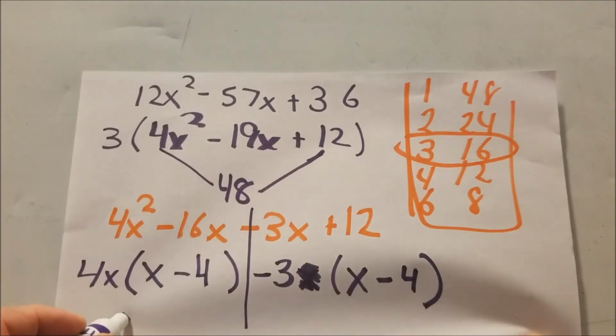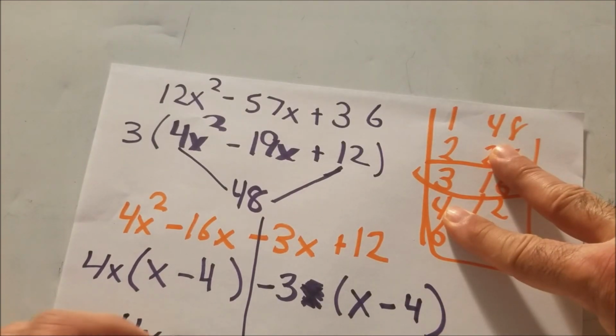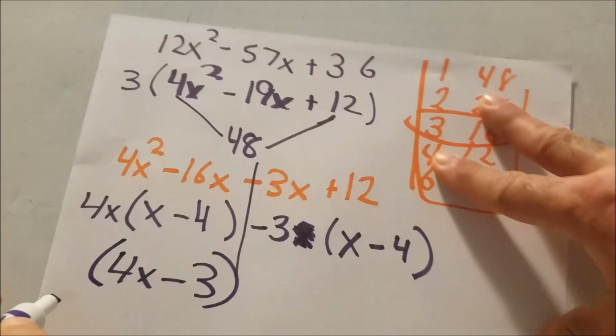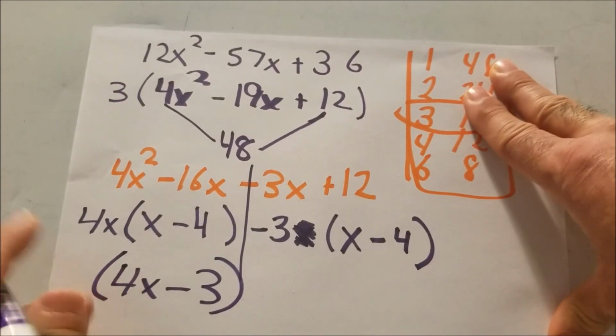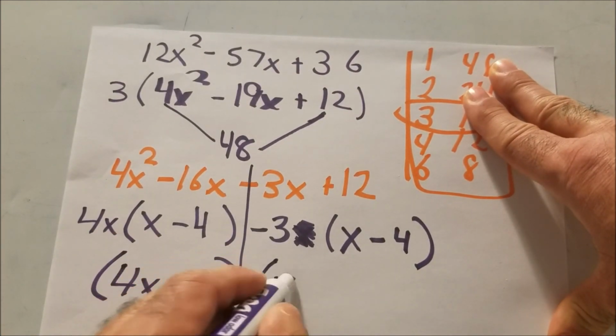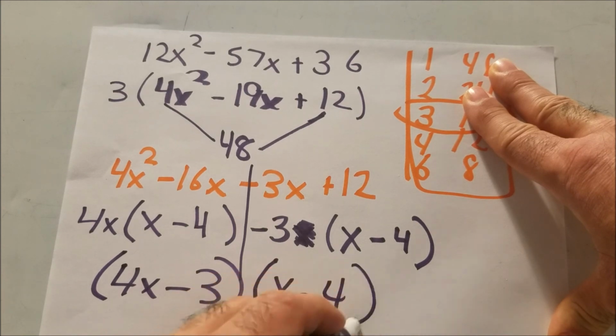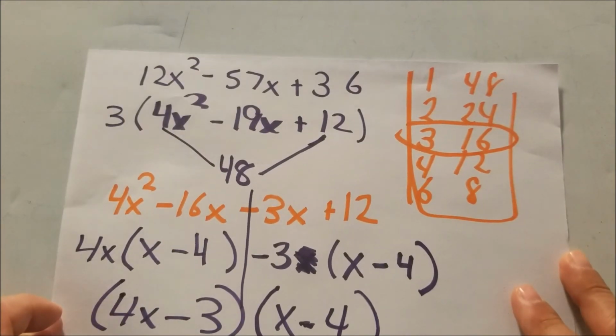So we have 4x minus 3. That's one term right there, one binomial. And the other binomial would be x minus 4. So we have our two binomials, and we factored it.